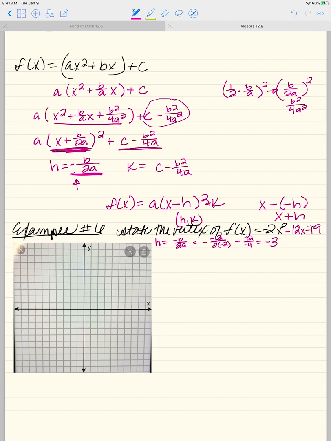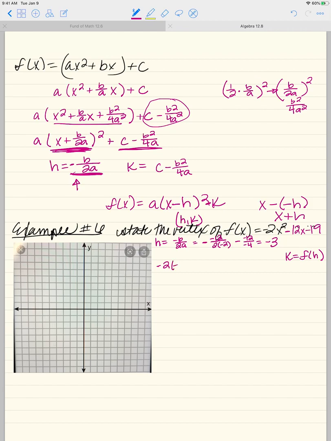Now, instead of using k is equal to c minus b squared over 4a, which you could do to find k, we are just going to plug this value for h, negative 3, into our function and figure out what k is. We can do that because by definition k is equal to the function of h. So go ahead and plug in negative 3 for x.